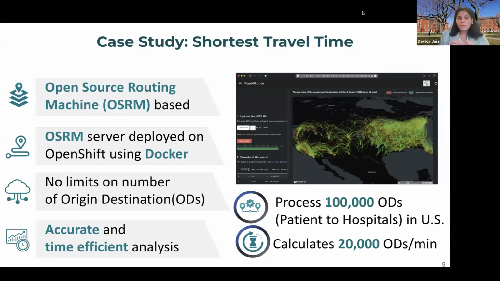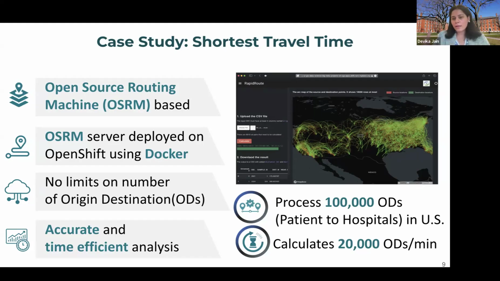Then another very common use case which we get is from people calculating shortest travel time, particularly from our colleagues at the medical school and School of Public Health. They do a lot of health accessibility analysis, and for that it is very important that we have efficient methods to calculate the shortest travel time between the patient and the hospitals. So as long as you are working with thousands of points, it's easy. There are a lot of solutions out there you can use.